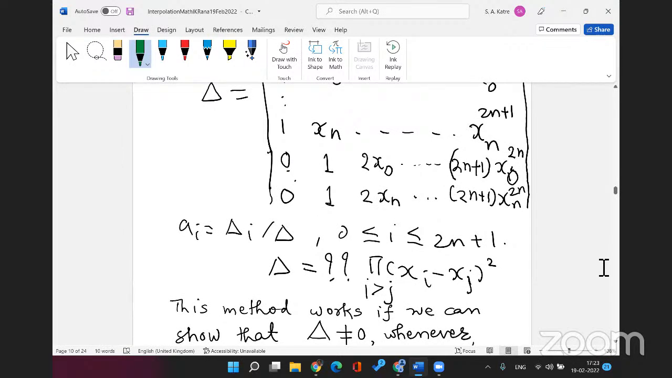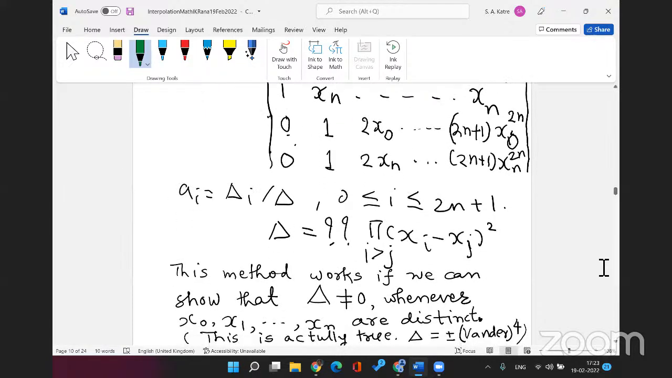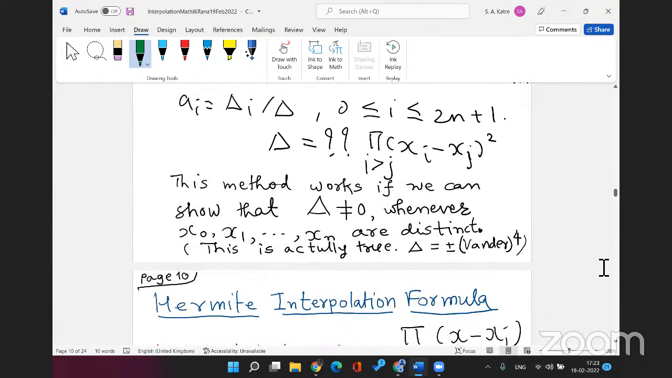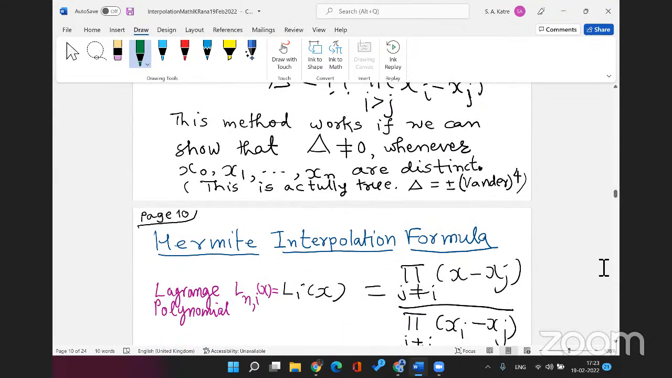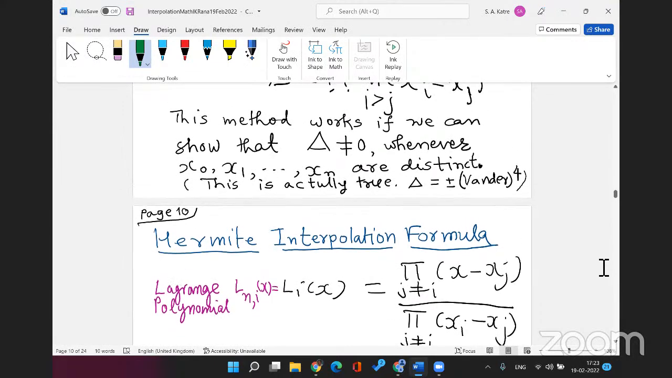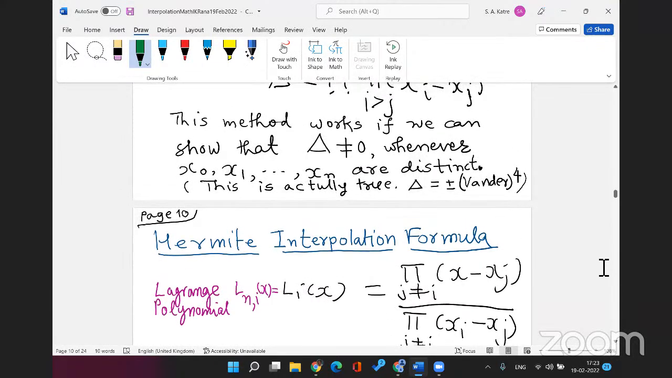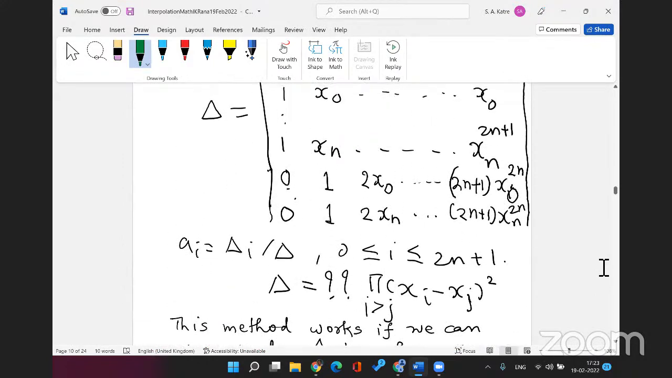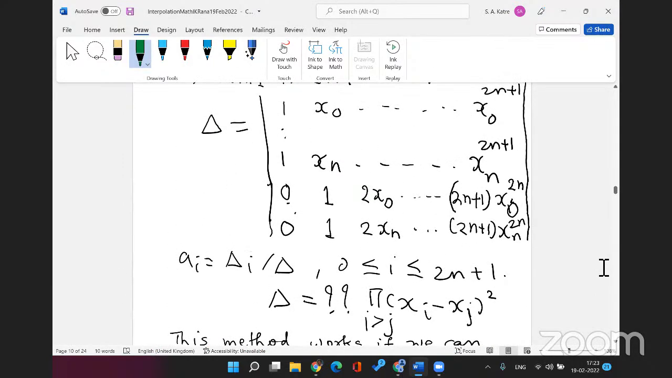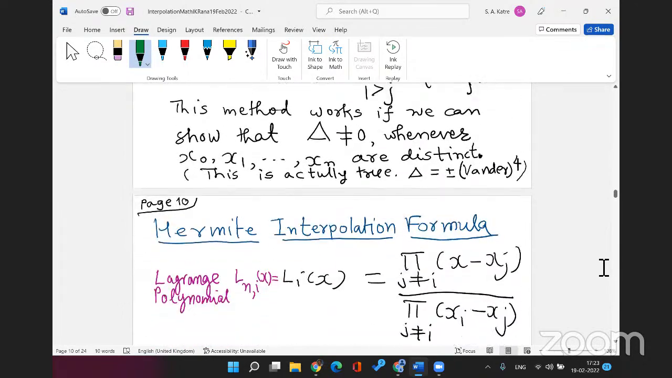ai is equal to delta i upon delta. This formula is there, and we are able to write the solution curve y equal to f(x) in powers of x by this method. But Hermite doesn't do it this way. He follows Lagrange's method. Just as Lagrange considered a combination of the yi with something, he tries to write the answer y equal to f(x) as a combination of yi and yi dash. That is what Hermite does.